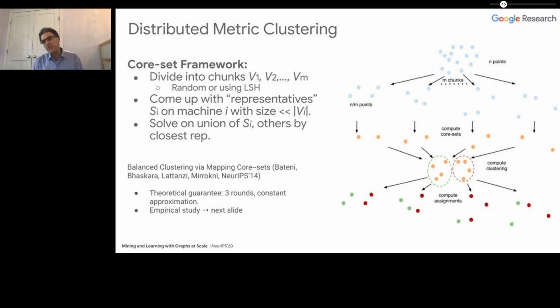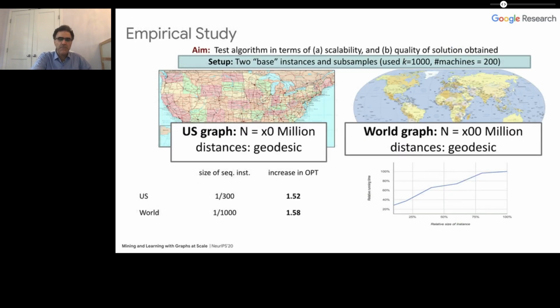If we want to compute the original assignment for the clustering, we have to do another stage to compute the assignment. This is an algorithm with good theoretical properties, and it can solve even balanced clustering problems. It also shows good properties in an empirical study that I'm going to report here.